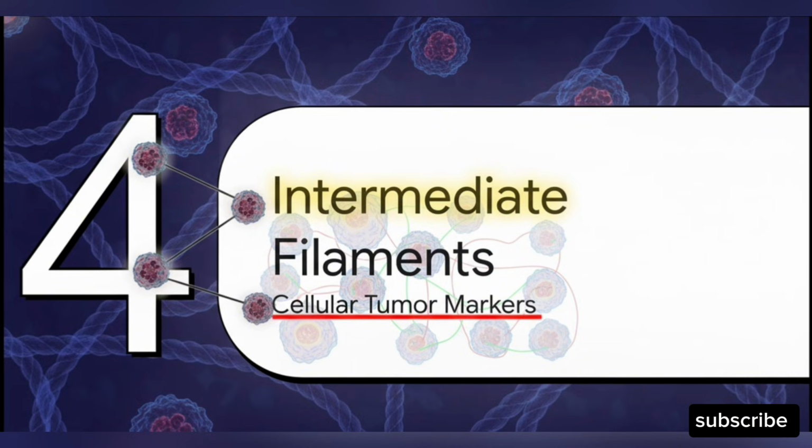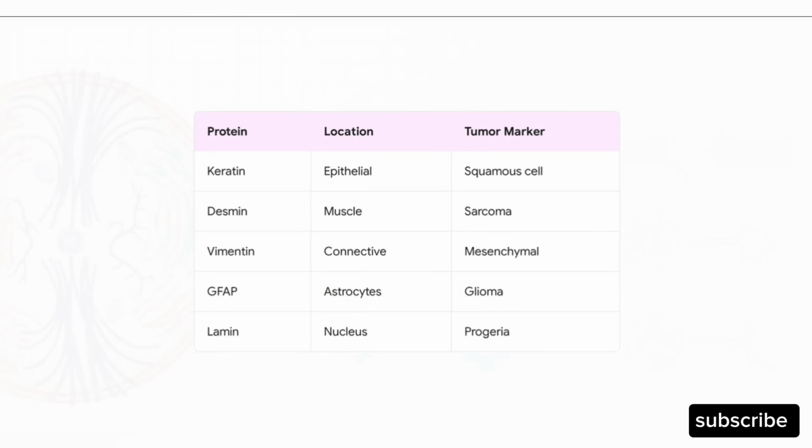Let's hit section 4, intermediate filaments as tumor markers. Students, listen very carefully to this part because this is an absolute goldmine for pathology MCQs. Intermediate filaments are highly cell-specific, which makes them the absolute perfect diagnostic markers for identifying exactly where a mysterious tumor originated. You really want to take a mental screenshot of this categorization. You have to match the protein strictly to its marker.